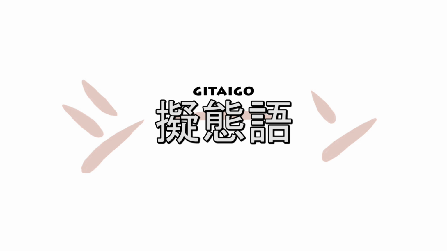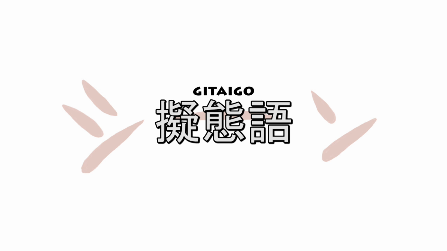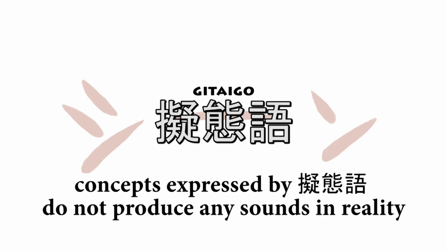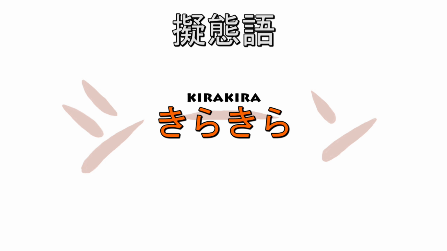The second category, Gitaigo, on the other hand, will be unfamiliar to speakers of many other languages. Gitaigo literally means imitate state word, so Gitaigo are words that express certain states as well as emotions. The main difference from Gyango is that concepts expressed by Gitaigo do not produce any sounds in reality. For example, Kirakira is the Gitaigo that expresses the way in which an object shines. Light, as you should know, does not make a sound. The closest English equivalent would be twinkle.